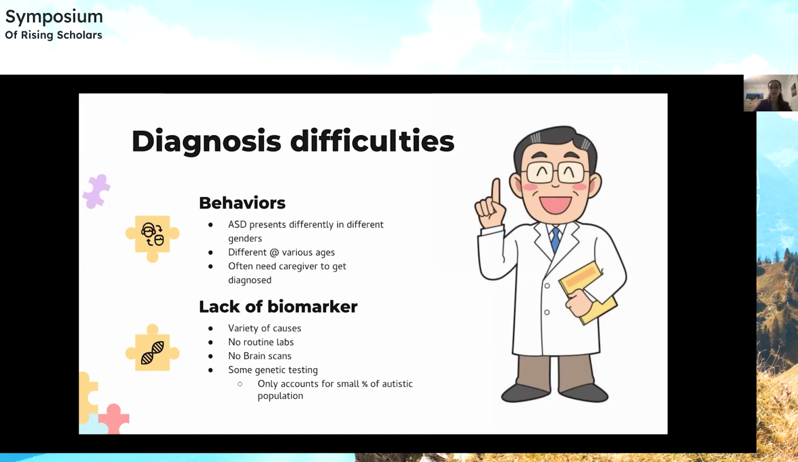Additionally, autism presents differently at different ages, which means that it would be nice to have a criteria which could maybe account for that, because currently we only have one criteria and different age groups are not listed. Additionally, we do not have a biomarker, which means no genetic tests or blood tests or brain scans can be conducted to diagnose someone with autism.